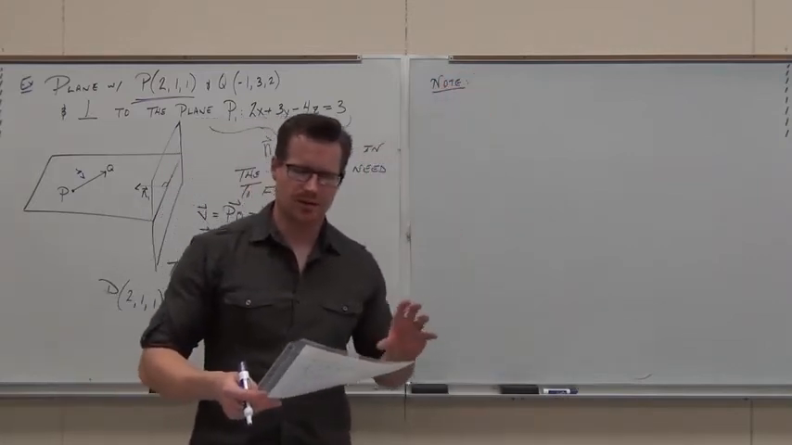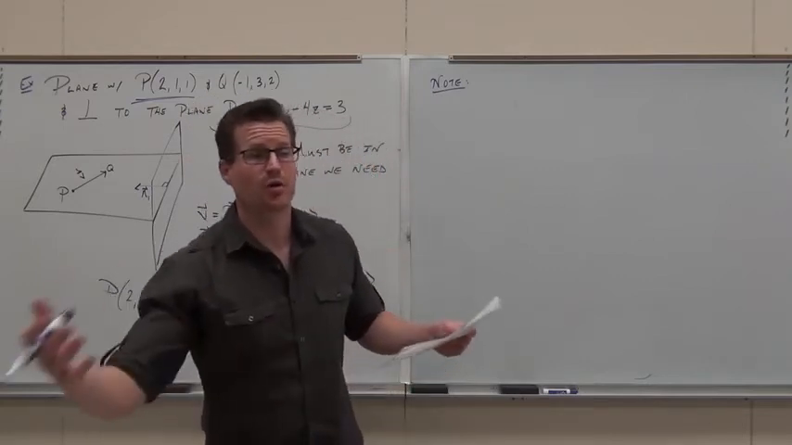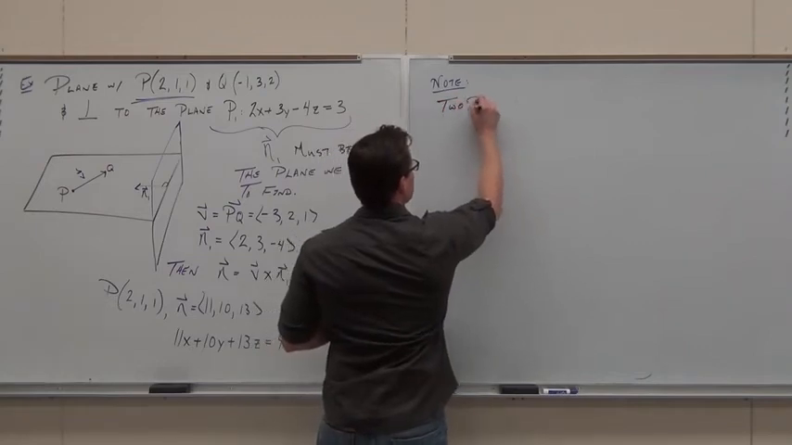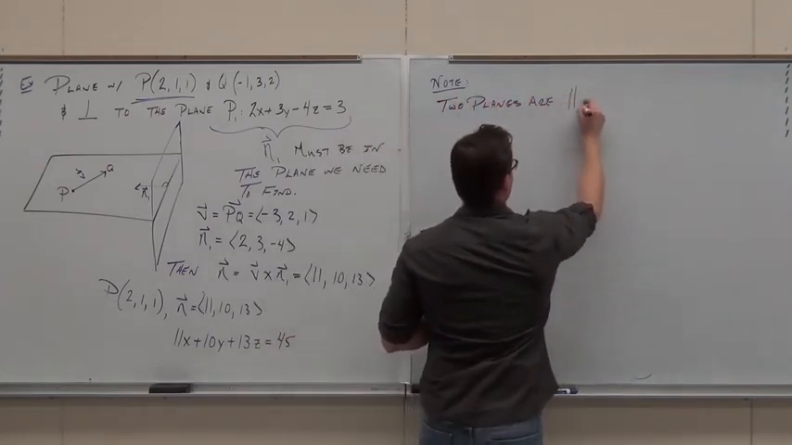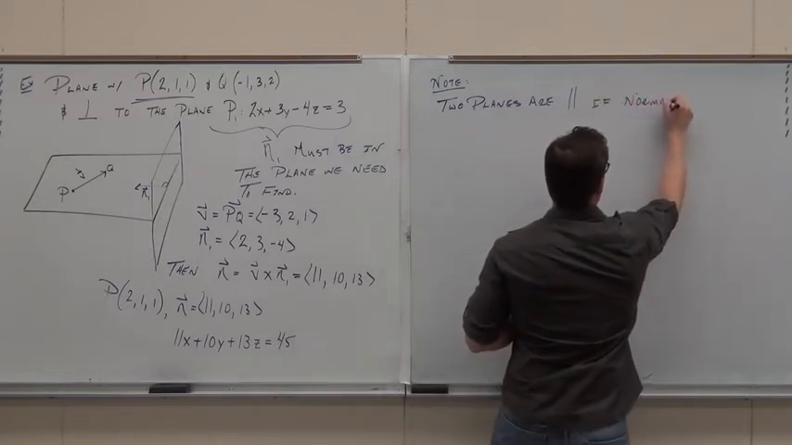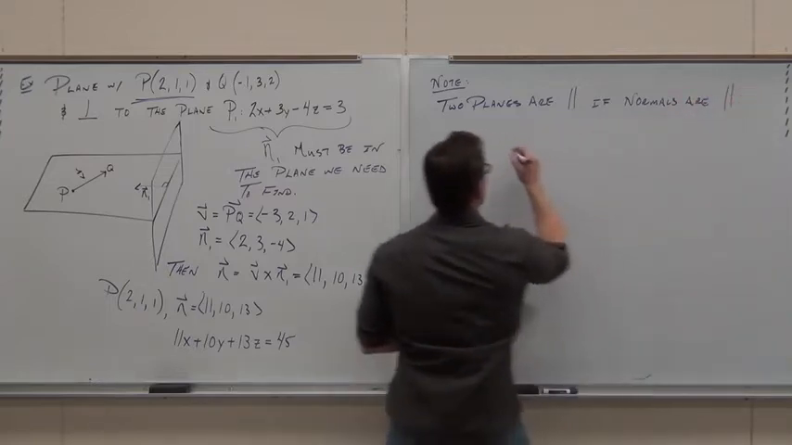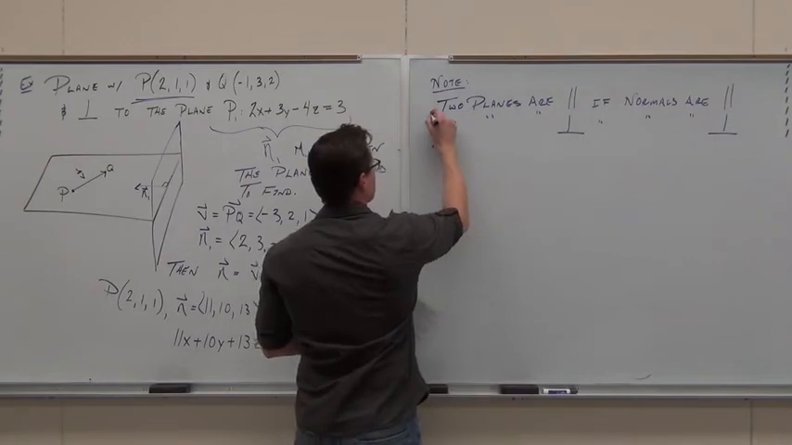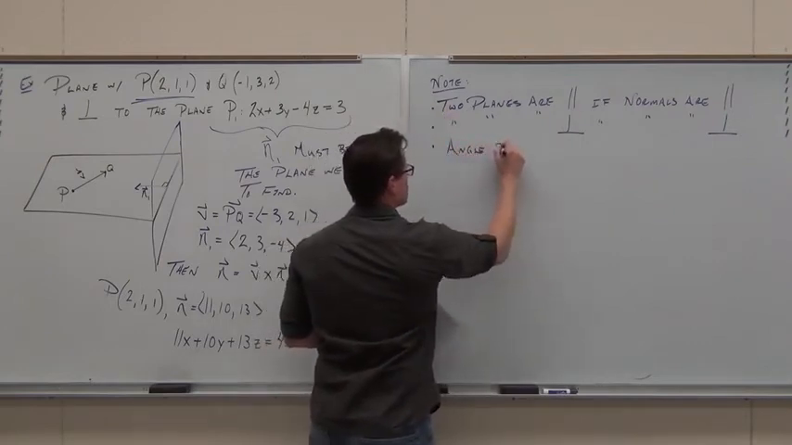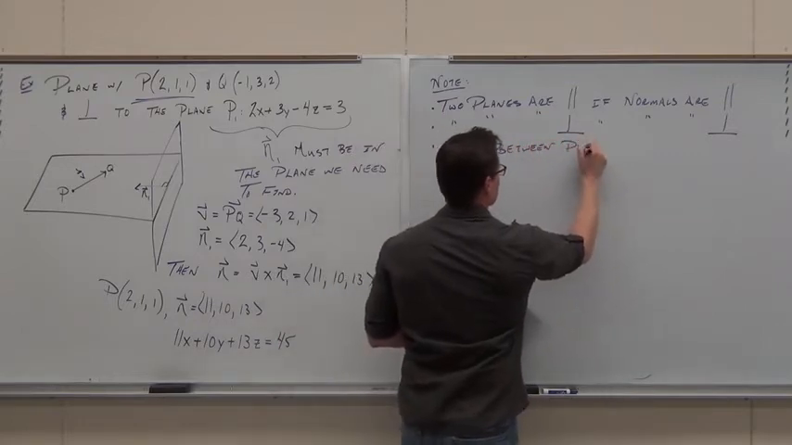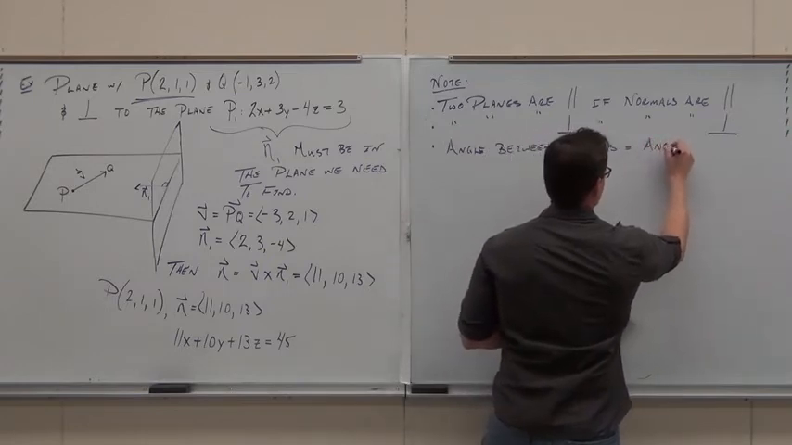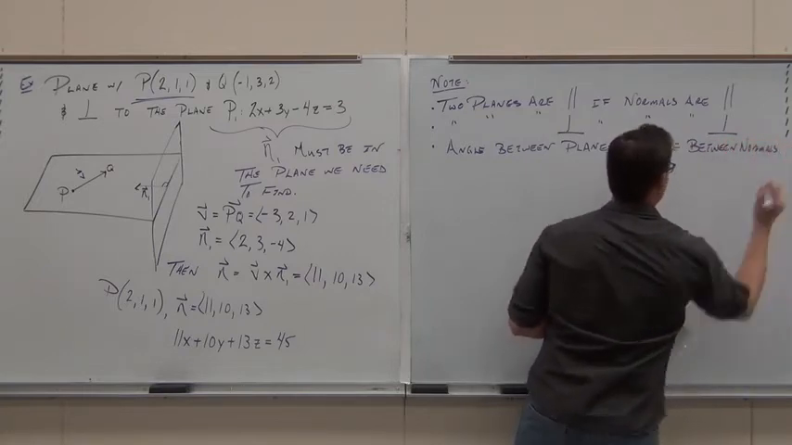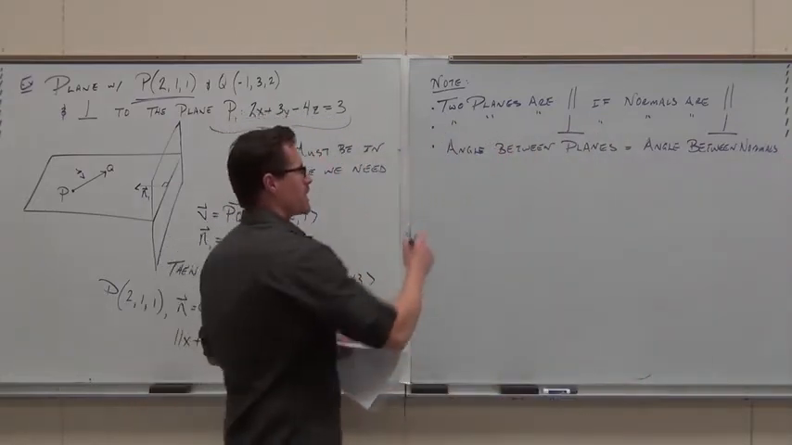So number one, two planes are parallel if their normals are parallel. Two planes are perpendicular if their normals are perpendicular. And the angle between the planes is the angle between the normals. So let's see if we can describe the relationship here.